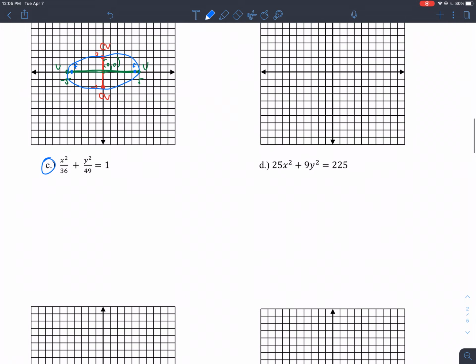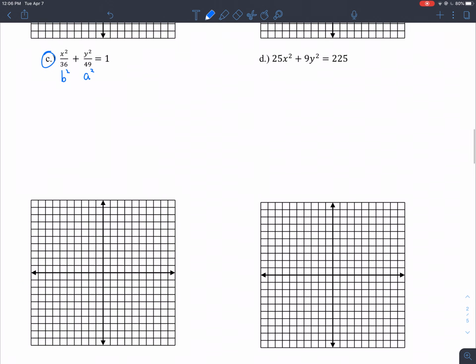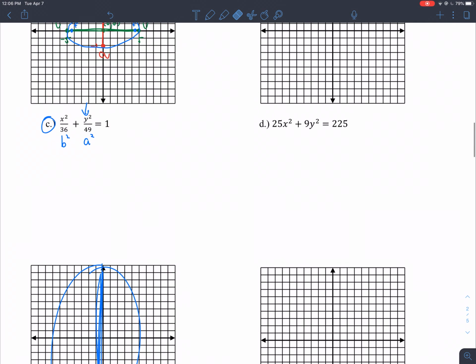and this one says 49 here and 36. So 49 is bigger than 36, so the bigger number is A. So this is my A squared, and this is my B squared. Okay? And that means that since the bigger number is under Y, my major axis is going to be the Y-axis, so I'm going to have a vertical ellipse as opposed to a horizontal ellipse. Okay? And so all I'm going to do is again do the math to find what A is. A squared equals 49. So A is plus minus 7.